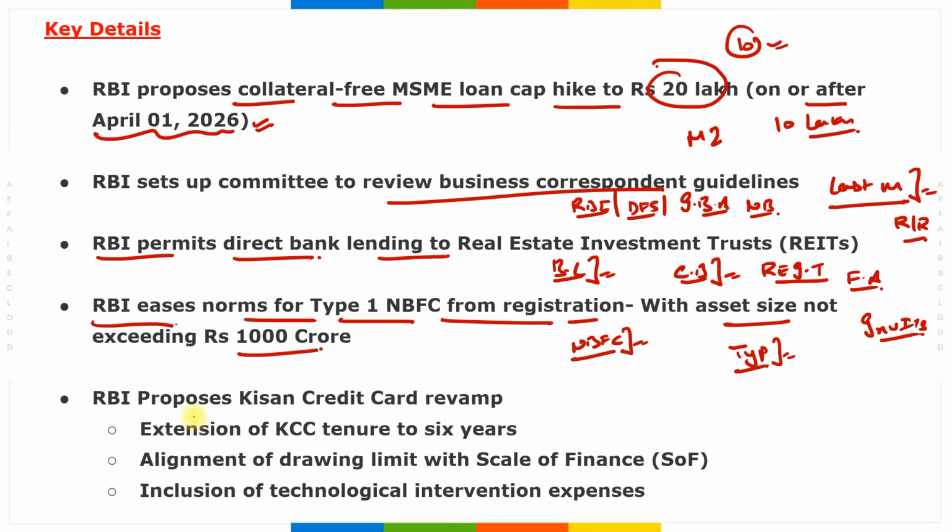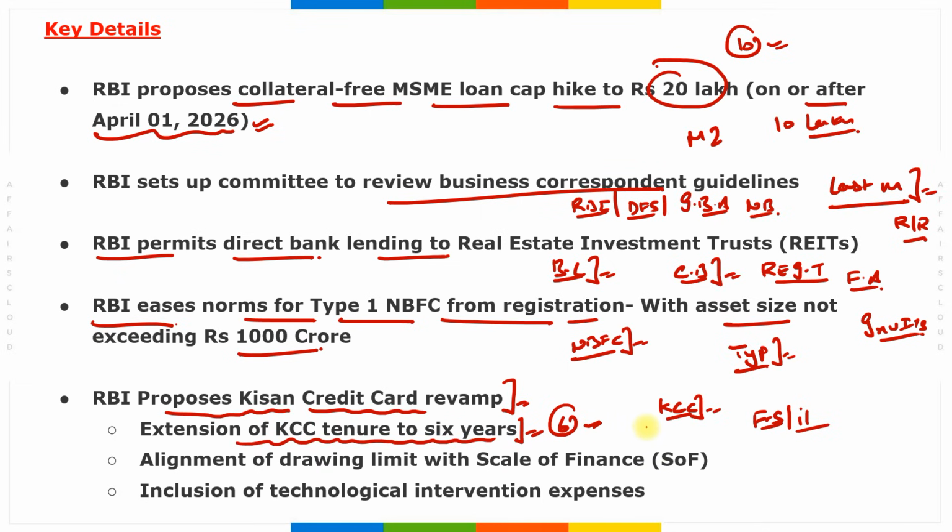Next major measure is RBI proposes Kisan Credit Card revamp. RBI has proposed a major overhaul of the Kisan Credit Card scheme, aiming to widen its reach, simplify operations, and align it with the evolving credit needs of the farm sector and its allied activities. First one is extension of KCC tenure to 6 years. Very important. The overall tenure of the Kisan Credit Card facilities will be extended to 6 years, providing farmers a longer and more predictable credit relationship with their banks.